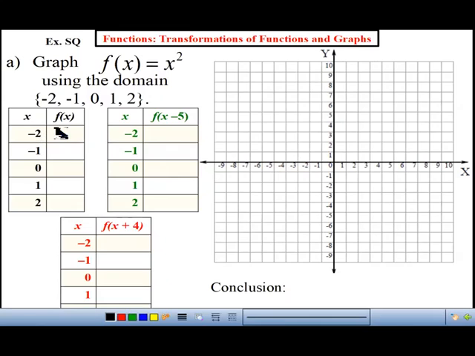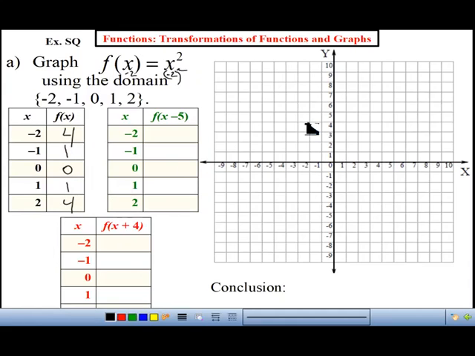So according to what I have here, x is -2, and then we have f of x. What are we going to do to each x value? We're going to square it. Is that correct? If I substitute -2 and square it, what is -2 squared? That is 4. What is -1 squared? 1. What is 0 squared? 0, 1, and 4. Let's graph that.